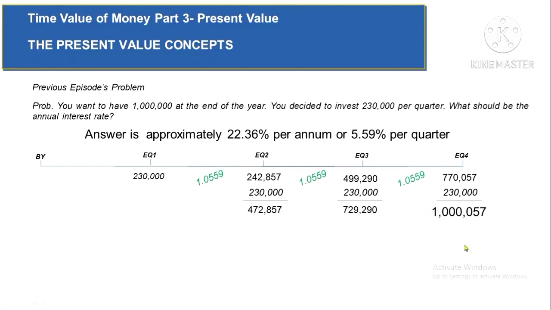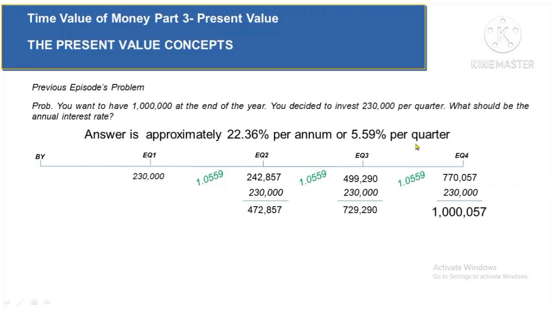So the 57 pesos is due to rounding of factors. If you want an exact answer, do an interpolation again as discussed in the previous video using the 2 trial rates which will result nearest to our desired future value of 1 million. So that's the end of the flashback.